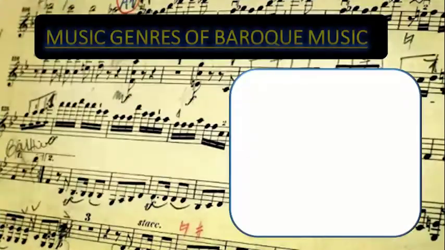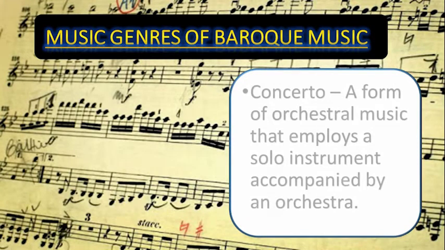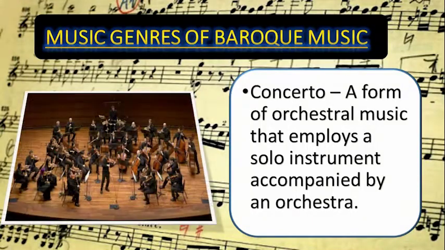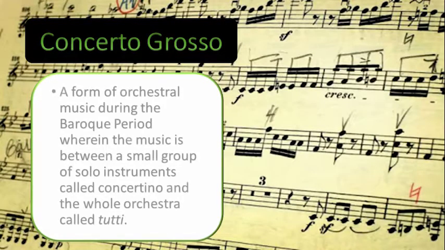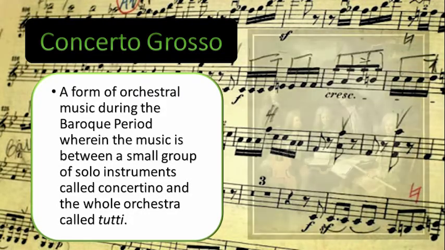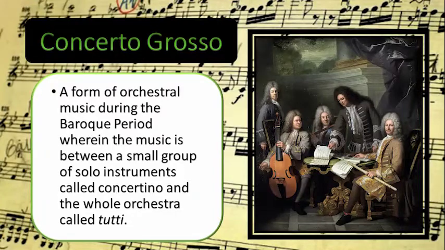Music genres of Baroque music. First is concerto, a form of orchestral music that employs a solo instrument accompanied by an orchestra. Concerto grosso, a form of orchestral music during the Baroque period wherein the music is between a small group of solo instruments called concertino and the whole orchestra called tutti.